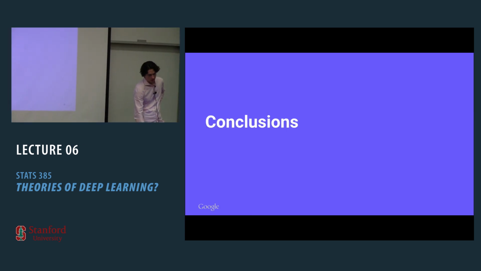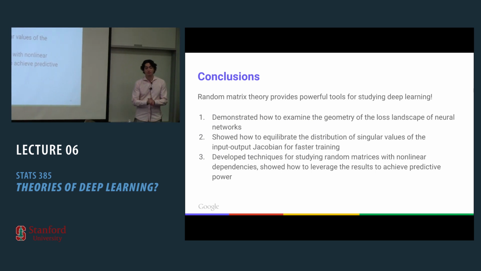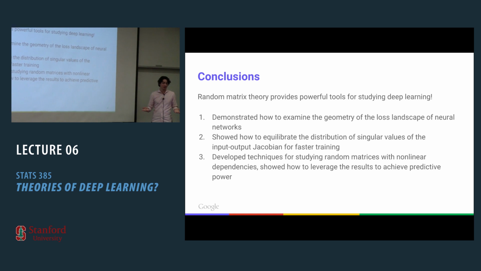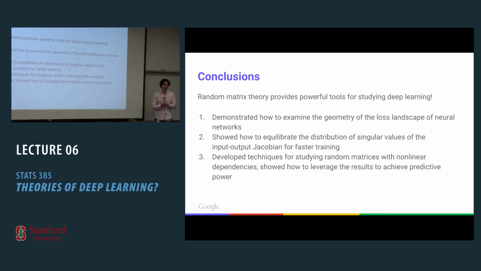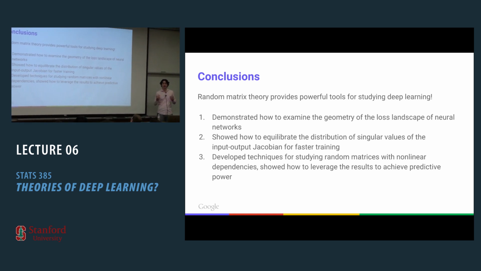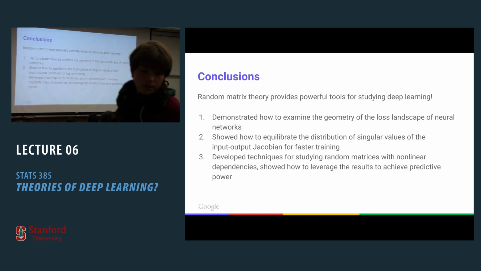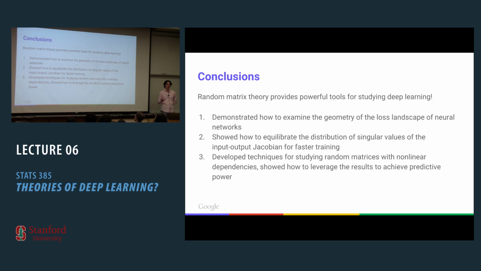But just to wrap up, hopefully I've convinced you to some extent that random matrix theory provides some powerful tools for studying deep learning. We demonstrated how to examine the geometry of high-dimensional loss landscapes using these tools, and also showed how to equilibrate the singular values of the end-to-end Jacobian matrix for faster training. So I think with that, I will stop. Thank you.